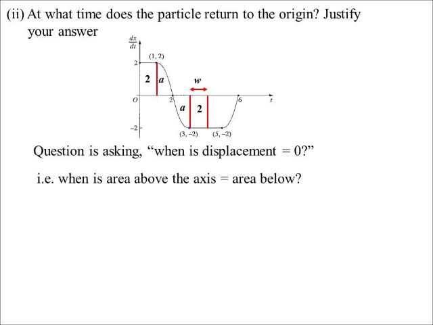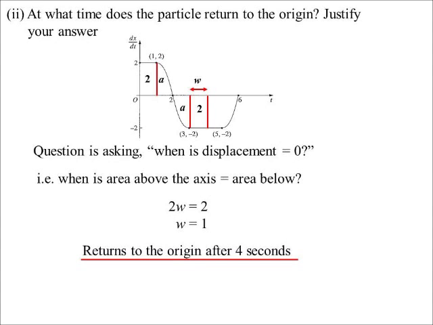So the question now is, when will that rectangle equal 2? And look, its height's 2. Area is 2, height is 2. What could its width be? Anyone? I say, anyone? All right. So, what is that width? And in case you still haven't worked it out, despite my big hint there, 2W will equal 2. The width is equal to 1. All right, so it returns to the origin after 4 seconds.